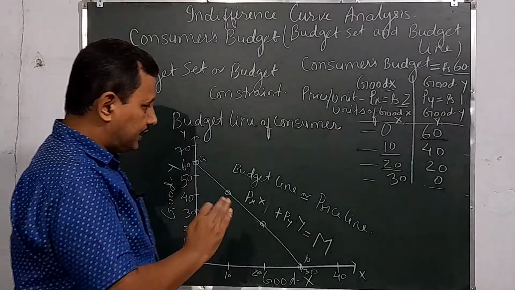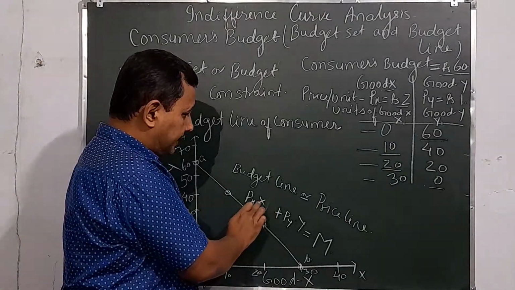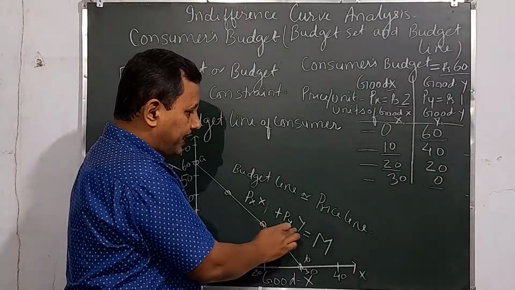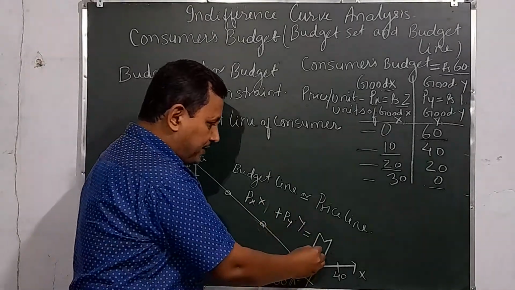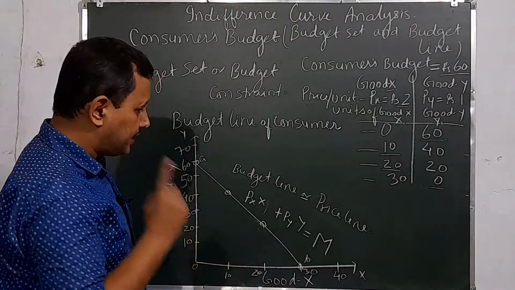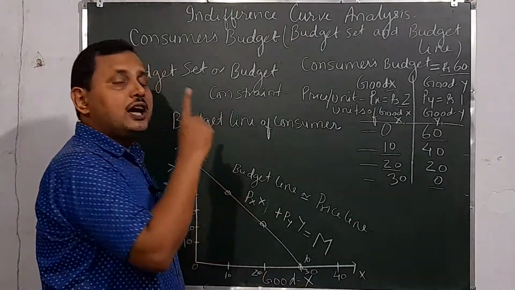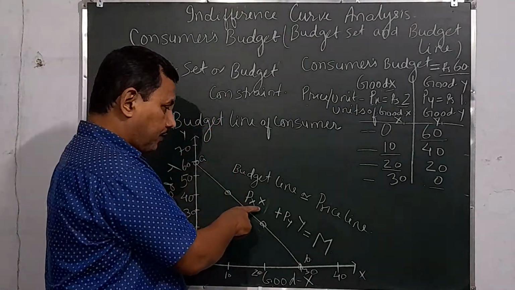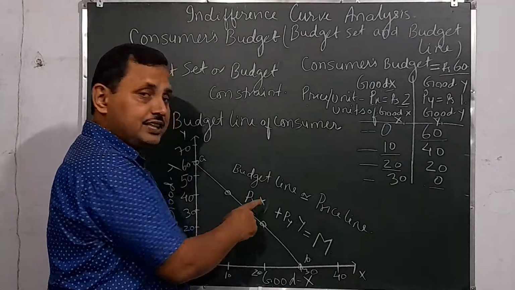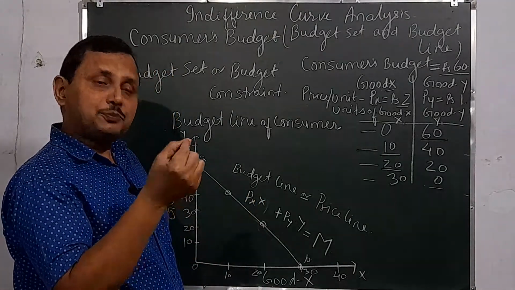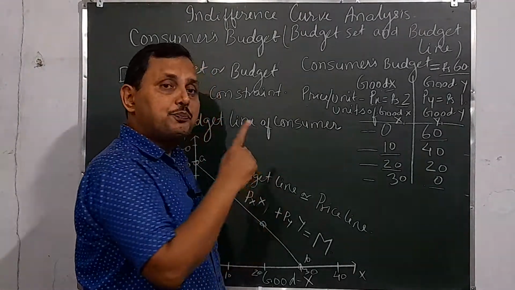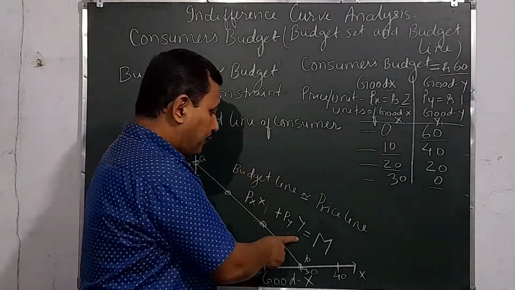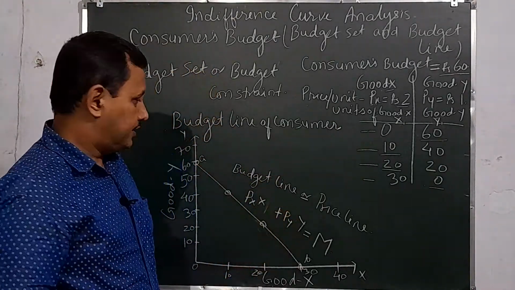Now, what algebraic equation can we give for the budget line? The algebraic equation for the budget line is Px times x plus Py times y equals m, where m is the budget of the consumer, Px is the per unit price of good x, x is the quantity of good x purchased, Py is the per unit price of good y, and y is the quantity of good y purchased.